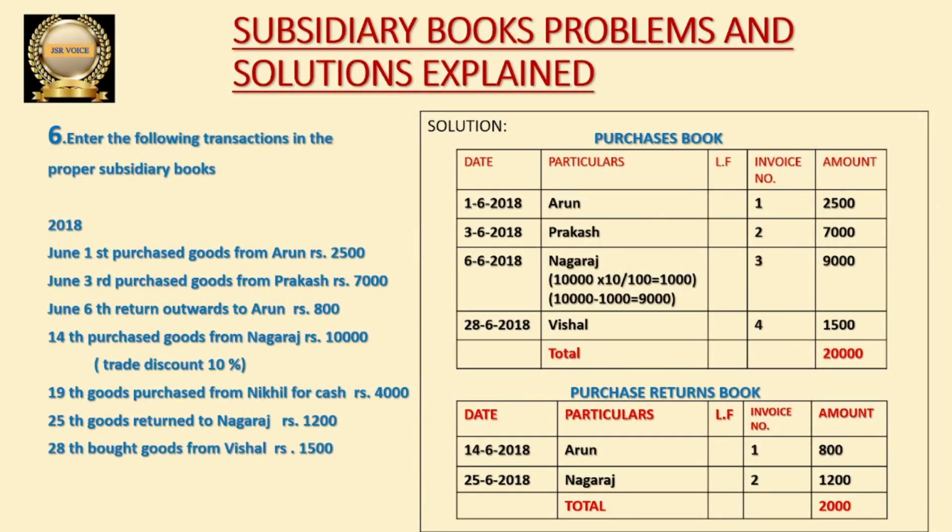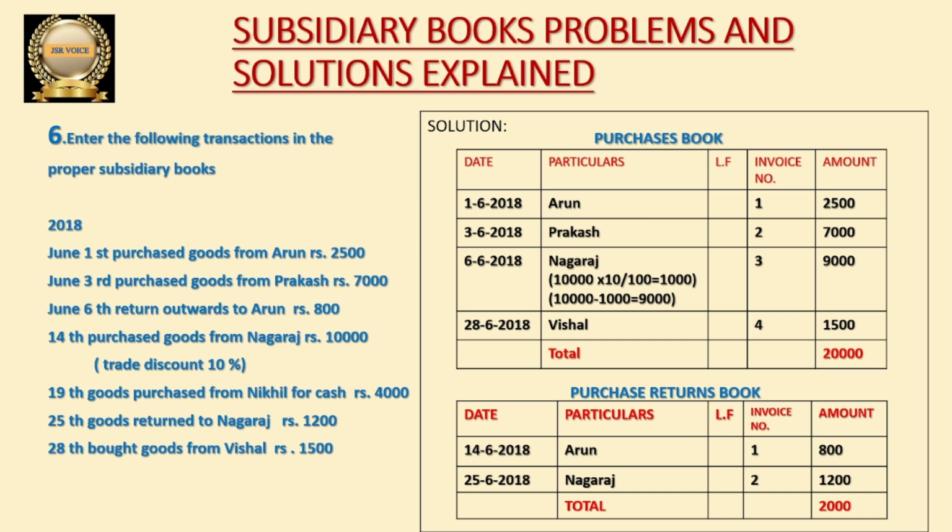Sixth one. Enter the following transactions in the proper subsidiary books. Here they are asking us to prepare proper subsidiary books. They did not mention how many books, one book, two books or three books. Names of the books are not mentioned. They just used the words proper subsidiary books. So out of 4 books we have to prepare whichever are needed.